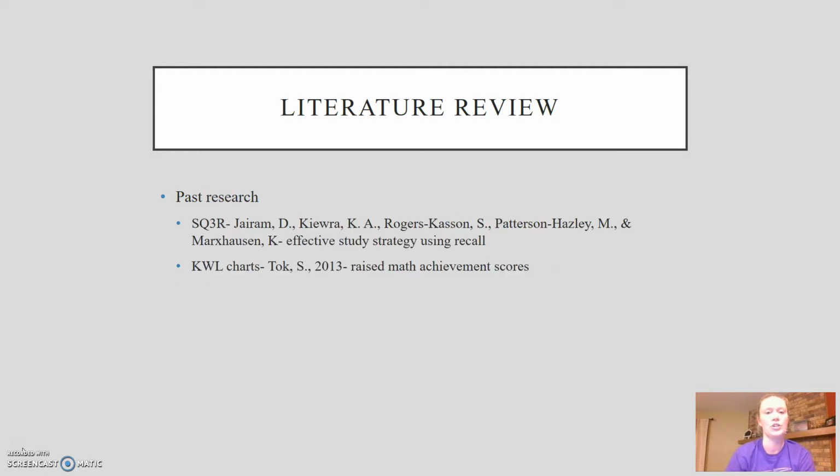Some past research that has worked. These are two note-taking strategies. The first is the SQ3R. During the SQ3R, students survey the text. They create questions about the text. They then read the text. They answer the questions that they wrote after they read the text, and then they review it all by recalling from memory. And recall is part of RAM as well. And using recall is an effective study strategy.